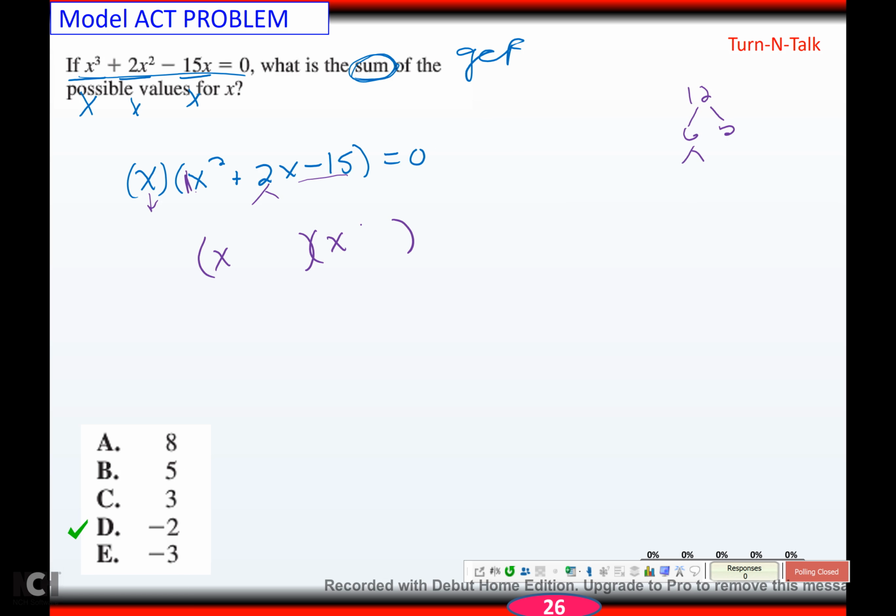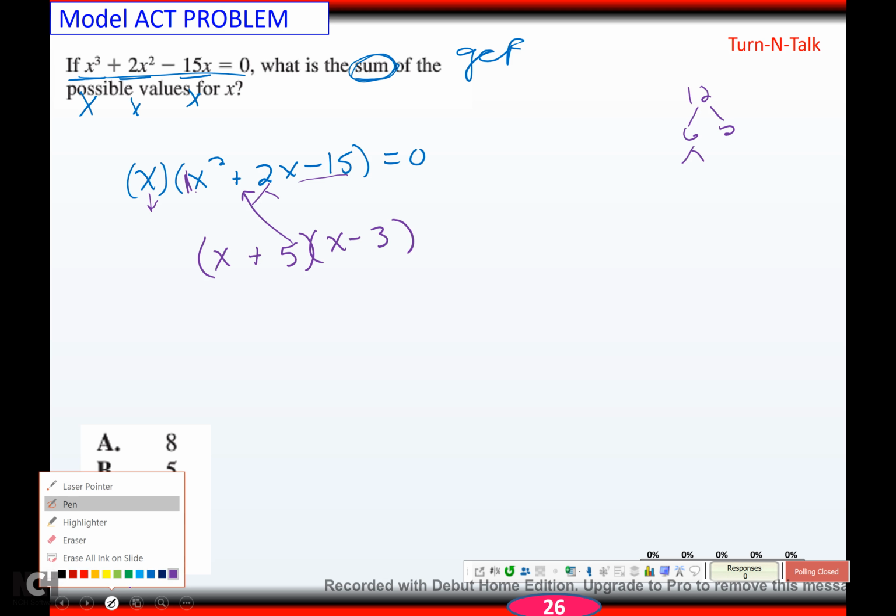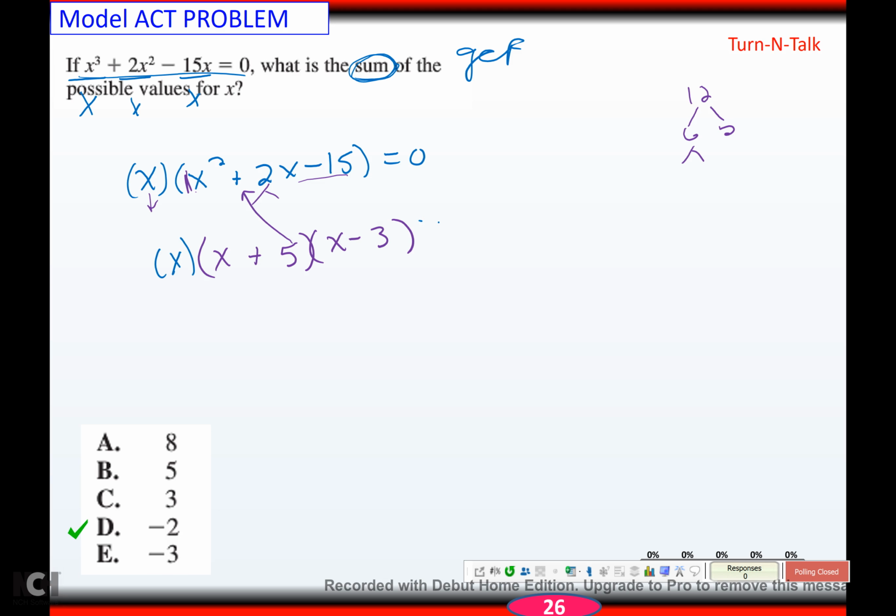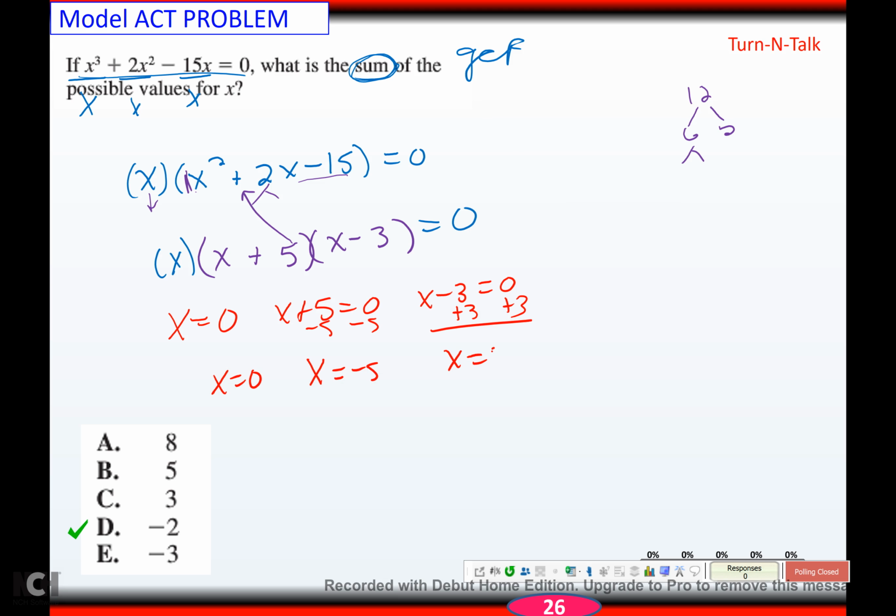So x and x. Factors of 15 that make 2 would be 5 and 3. C is negative, so my signs have to be different. And the bigger one is going to take the middle sign, so it's going to be opposite. And then don't forget to bring down your x and your equals 0. And then to solve, you set your factors to 0. So x equals 0, x plus 5 equals 0, x minus 3 equals 0. This is x equals 0. This is x equals negative 5. Add 3, add 3. This is x equals 3.